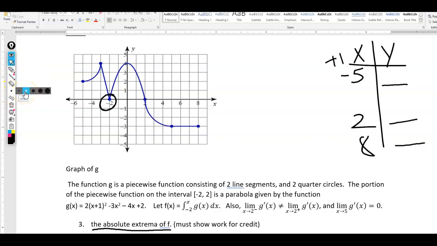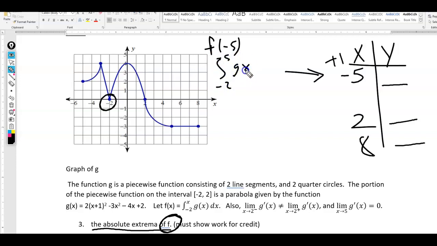All right, so -5. We're trying to find the max of f, right? So to find f of -5, we would need to do the integral from -2 to -5 of our g function. Now, first of all, you'll notice that the limits are backwards. I have the lower number on the top, so we're going to reverse that. And to do that, we need to put a negative in the front. Now I'm going to find the area under the curve from -5 to -2. All of this stuff here is geometry.